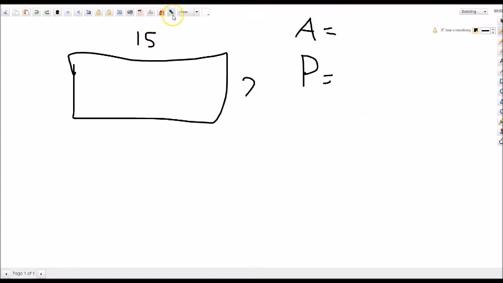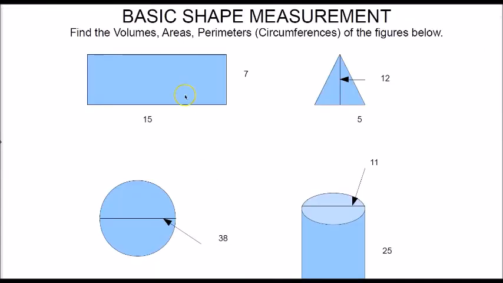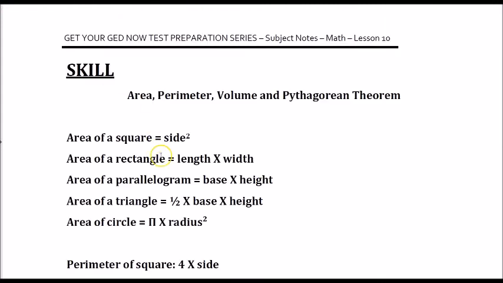So remember, when we talked about the area, that's stuff inside. That's this cover. So we're going to cover this whole surface when we're talking about area. And so, going back one page, the area of a rectangle is length times width.